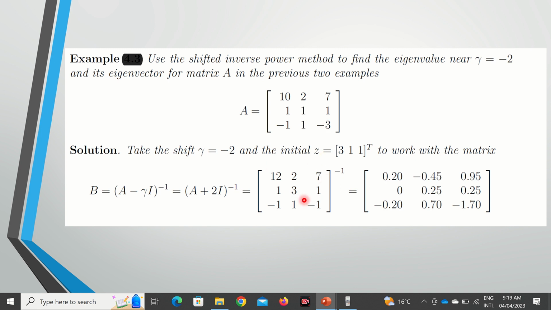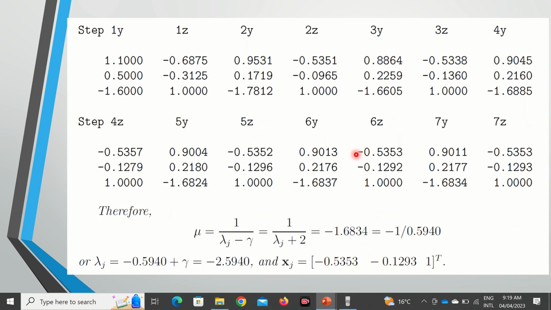And then you find the inverse of this matrix first by using a calculator, and then you store the matrix like this. Multiplying this with, again, the same 3, 1, 1 transpose, you can do the same. These are the total iterations. You see at the end what we have. This is the largest value, absolute largest obviously. So we simply take the reciprocal of this number, and then adding -2 to it, you get -2.55940. It's obviously an eigenvalue close to -2, and that is the corresponding eigenvector. Is it clear?